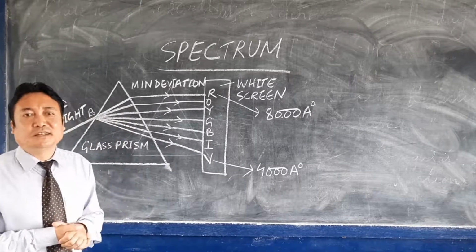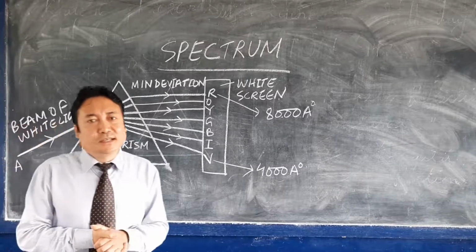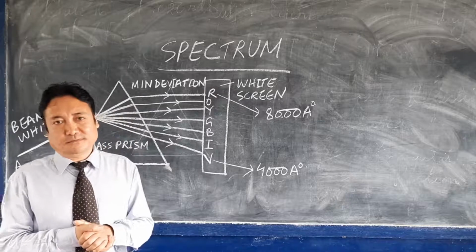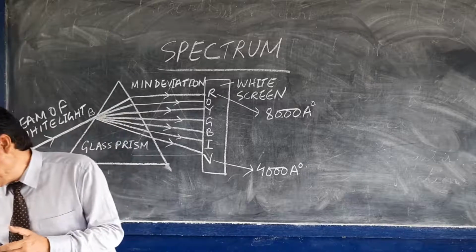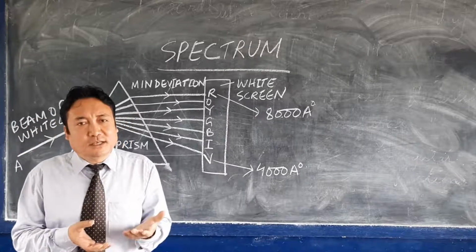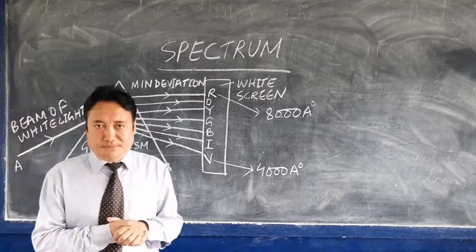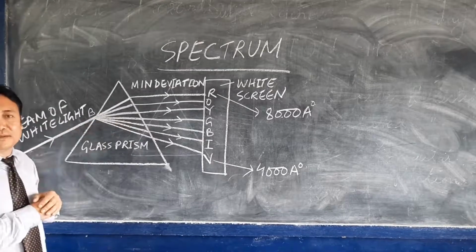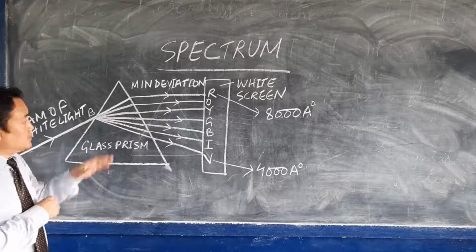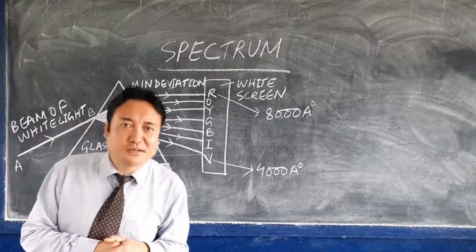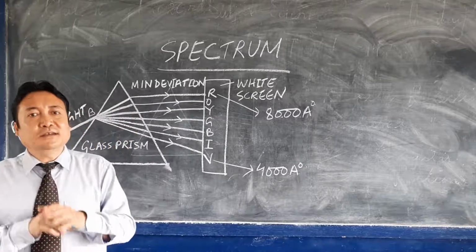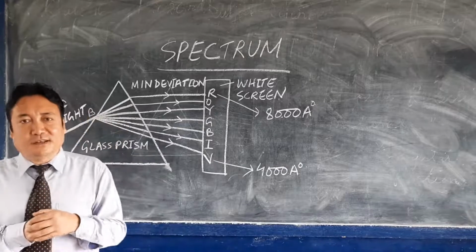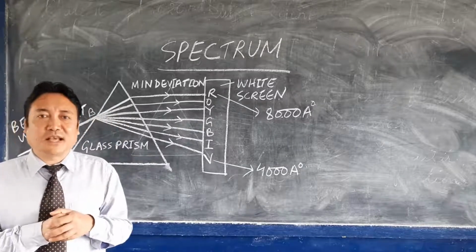Let us come to the definition of dispersion. Dispersion is the phenomenon of splitting of white light into the 7 different colors, the constituent colors. Constituent colors means the 7 different colors. This white light gets split into the constituent colors when passing through the prism, and this is known as dispersion of light.